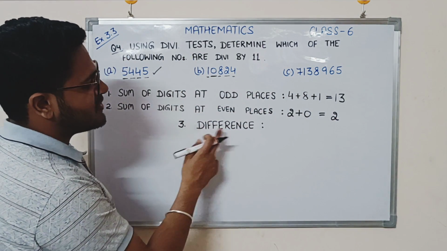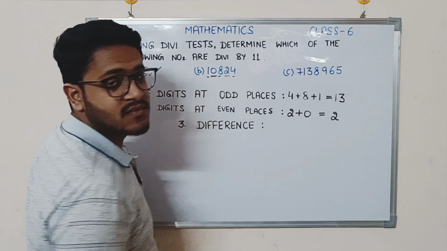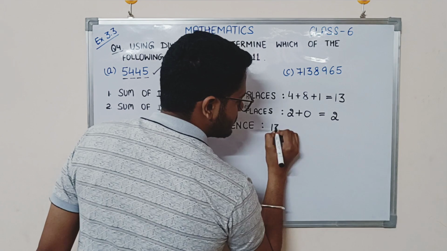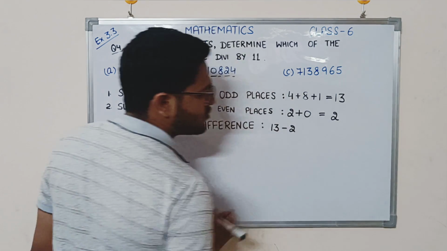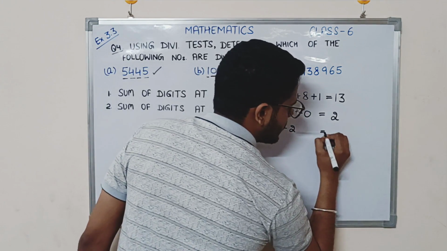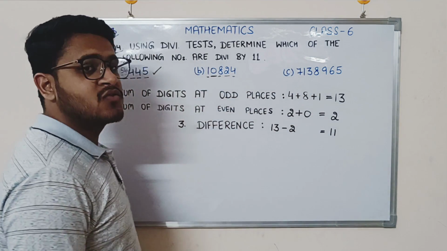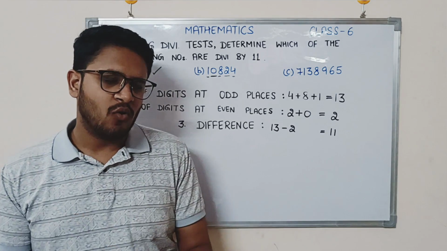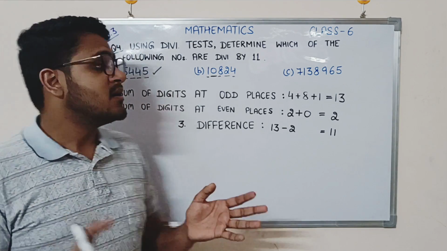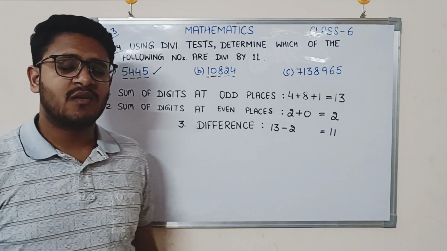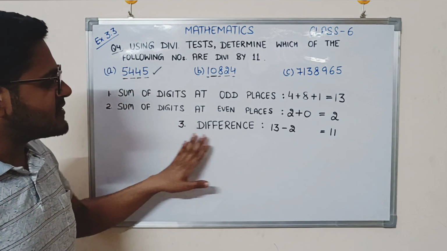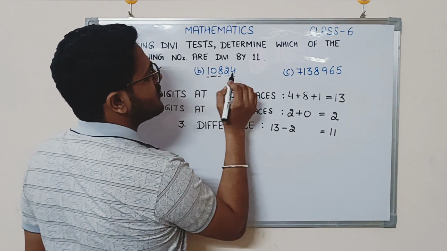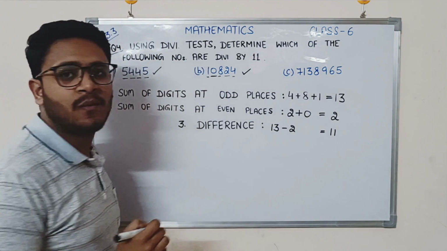The final step is the difference between these two. So the difference will be 13 minus 2, which is 11. The divisibility test for 11 says if this difference is either 0 or a multiple of 11, then the whole number is divisible by 11. In our case the difference comes out to be 11. Therefore this whole number, 10,824, is divisible by 11.